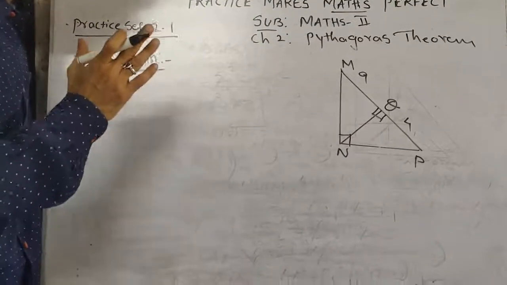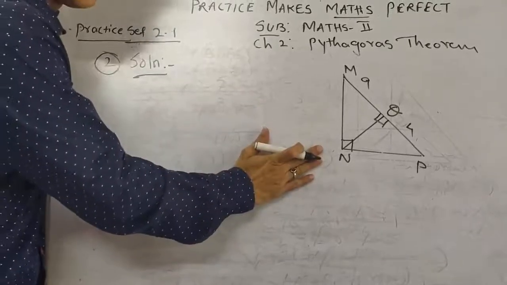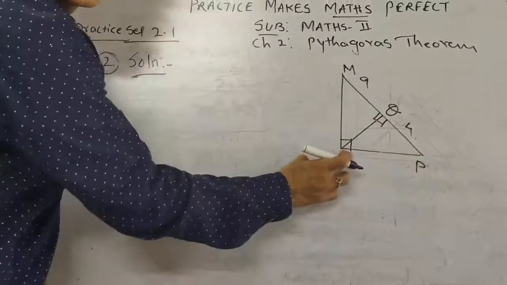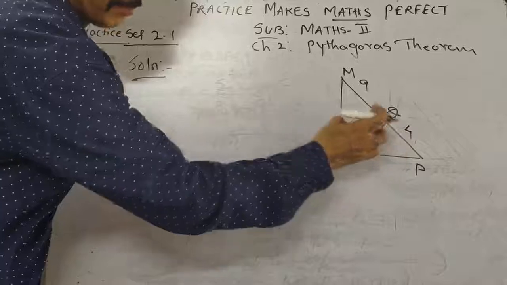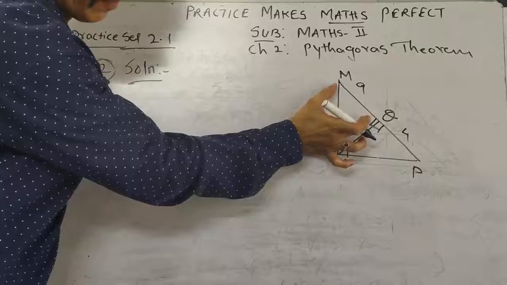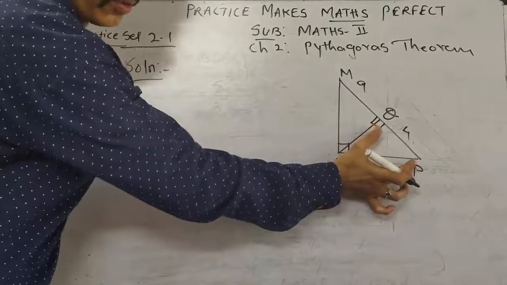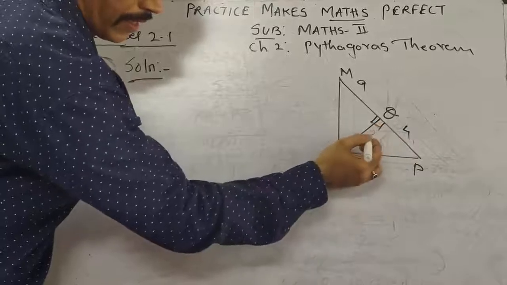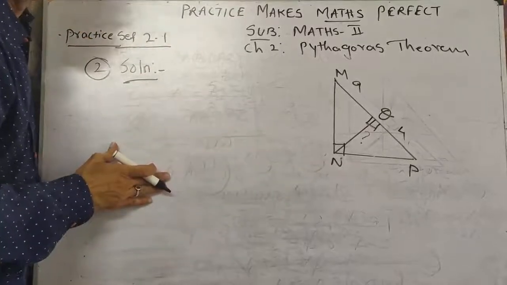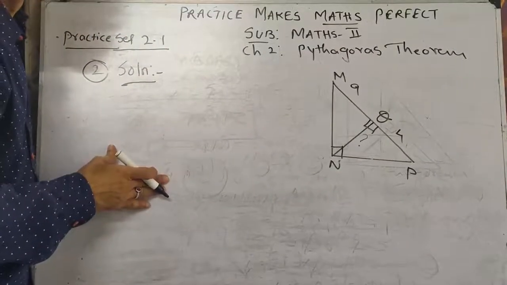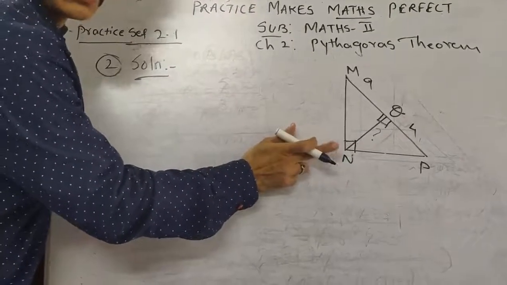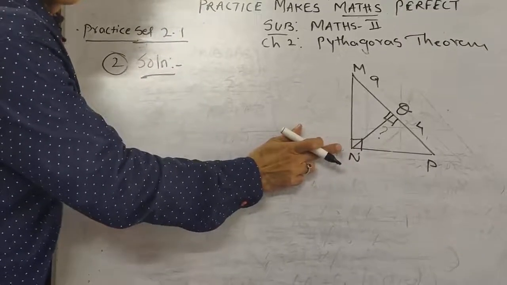Okay, now come to sum number 2. Diagram is given to you. All of you see the diagram here. Angle MNP is 90 degree. Seg NQ is perpendicular to the hypotenuse NP. Value of NQ is given 9 and value of QP is given 4. We want to find out the value of NQ. So here we will take the help of which concept? Yes, the concept will be the theorem of geometric mean.